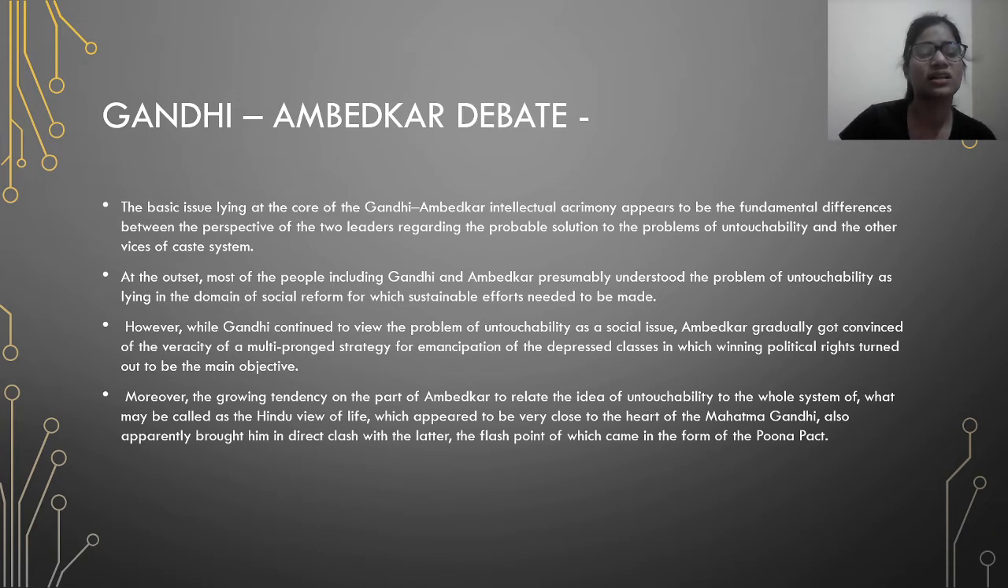However, Gandhi continued to view the problem of untouchability as a social issue, while Ambedkar gradually became convinced of the veracity of a multi-pronged strategy for the emancipation of the depressed classes, in which winning political rights turned out to be the main objective. Moreover, there was a growing tendency on the part of Ambedkar to relate the idea of untouchability to the whole system of what may be called the Hindu view of life. This was very close to the heart of Mahatma Gandhi, because it brought him into direct clash with Ambedkar, which later became a flashpoint in the form of the Poona Pact.